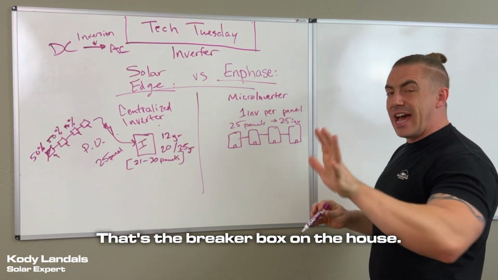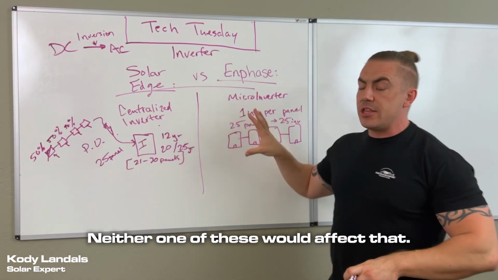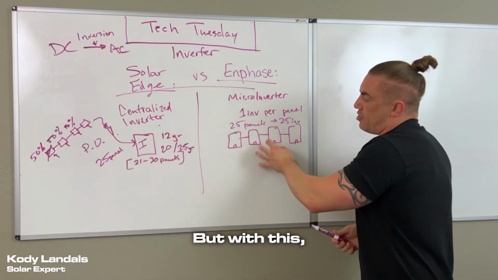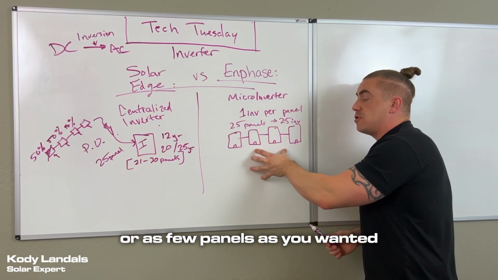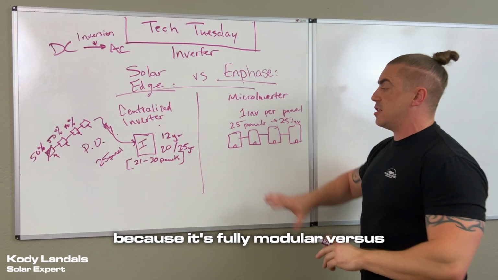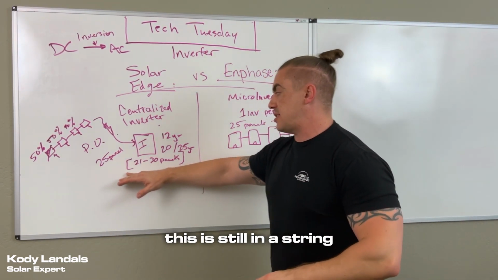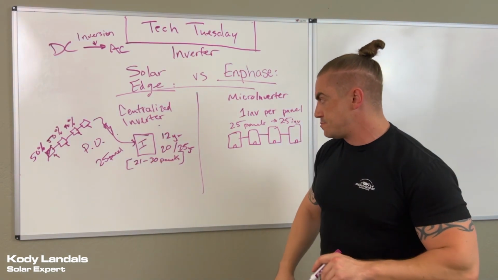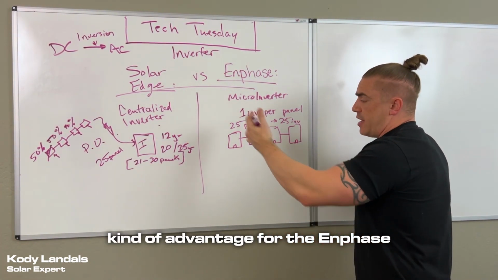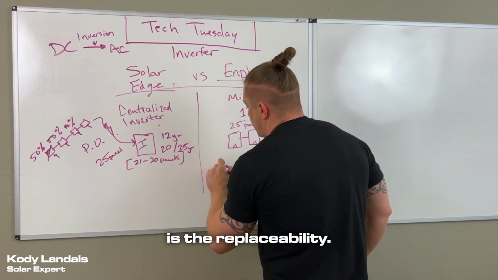Now you'd have some concerns potentially with your own power unit. That's the breaker box on the house. That's a different story. Neither one of these would affect that. But with this, you in theory could add as many panels or as few panels as you wanted moving forward because it's fully modular, versus this is still in a string and still has a limitation on the low and the high side. The other kind of advantage for the in-phase is the replaceability.